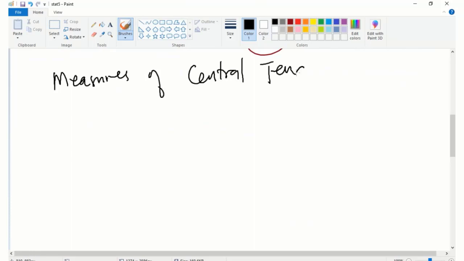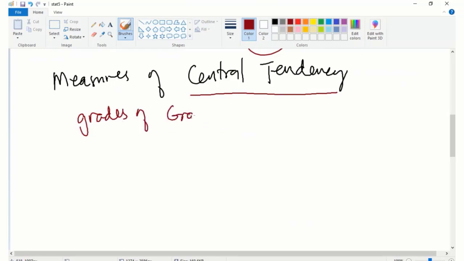banggitin ko na sa inyo ito ngayon guys. Ang ibig sabihin ng measures of central tendency is the center, yung average ng isang buong data. Okay? Like for example, if you are going to measure the central tendency for the grades of grade 11, no? Para let's say, para masabi natin na matalino ba sila or hindi.